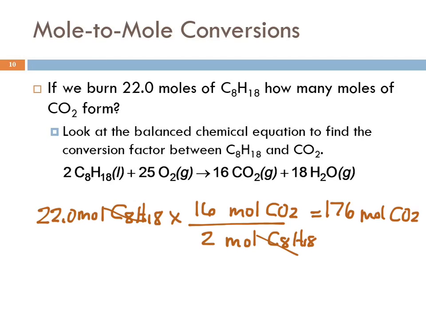How many significant figures should that have? 3. Our starting number of moles had 3 significant figures. These coefficients are exact because exactly 2 molecules of this form exactly 16 molecules of that. There's no uncertainty at all. And when you multiply that by a mole, it's still exact. So the coefficients never change the number of sig figs. Any questions?